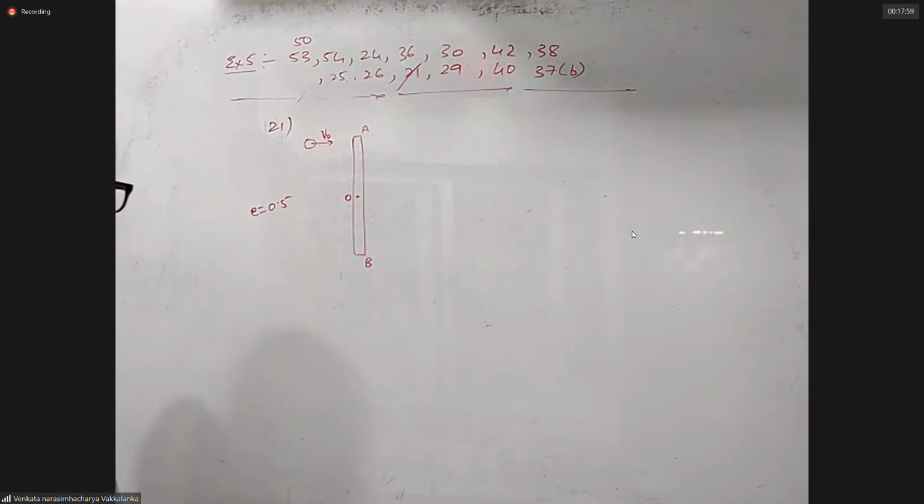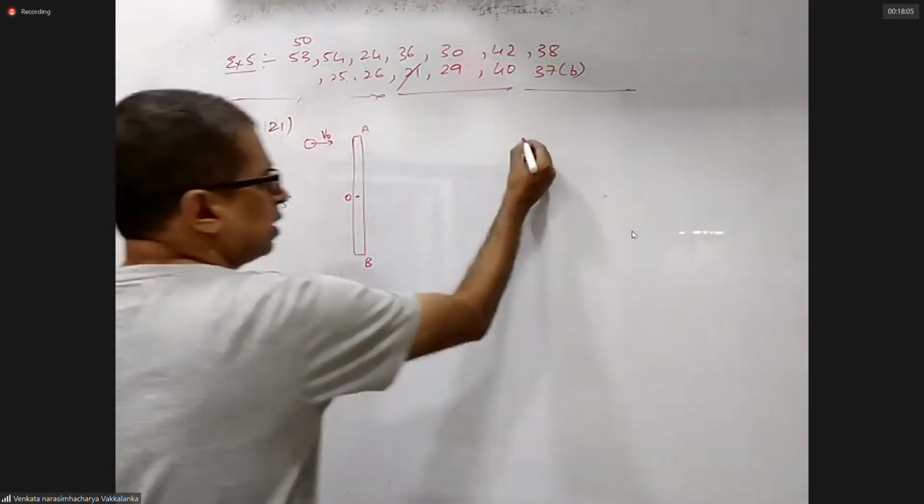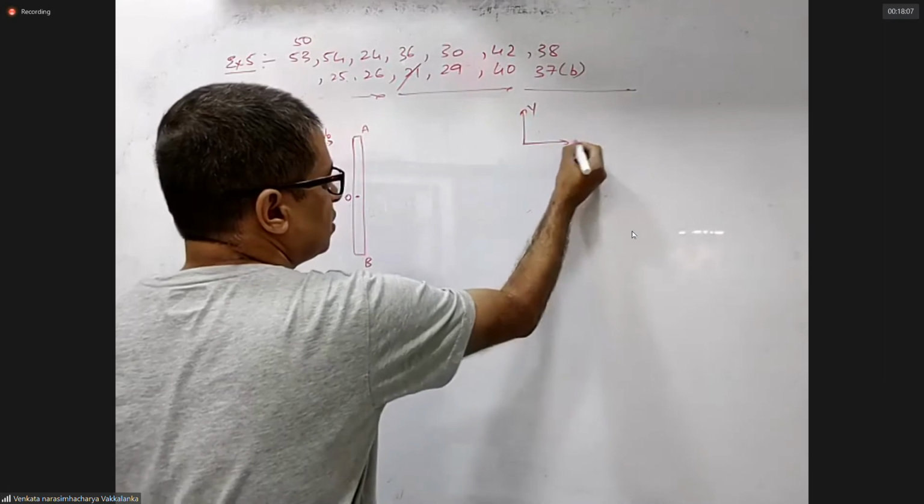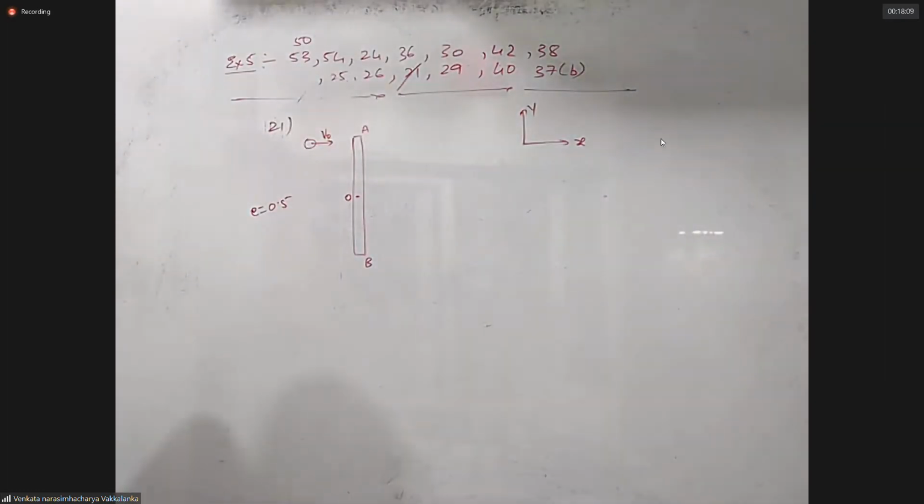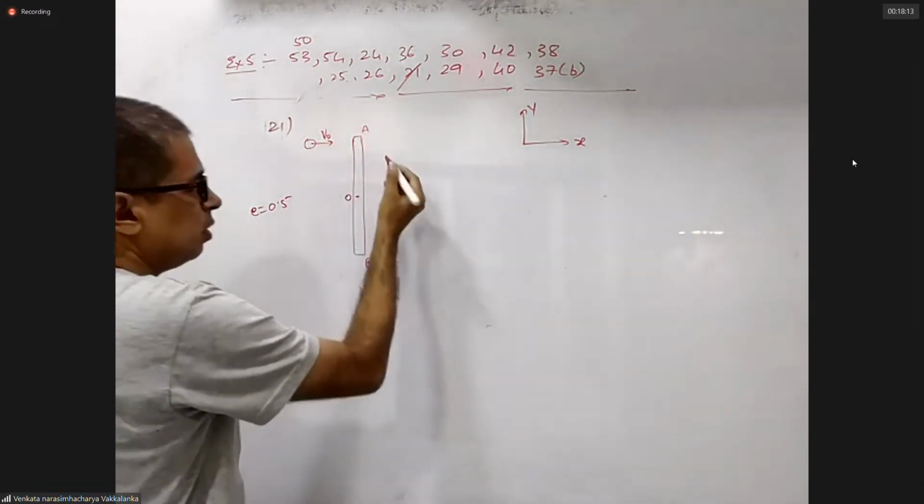And positive y-axis along the rod and towards A and x-axis along the initial velocity of the particle. That means this is the y-axis, this is the x-axis. And he wants coordinates of point B at what time? As a function of time. No big deal. Have a look at it.